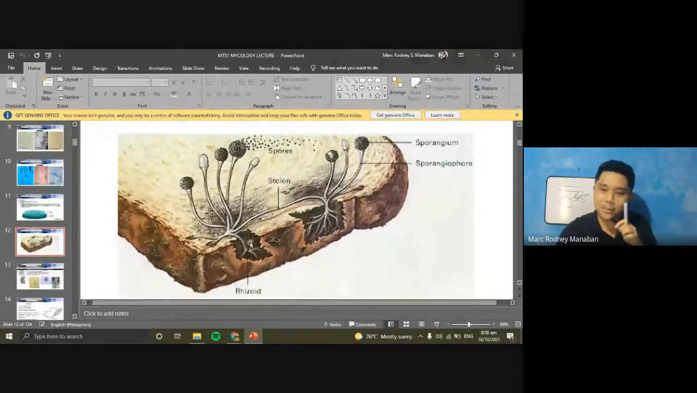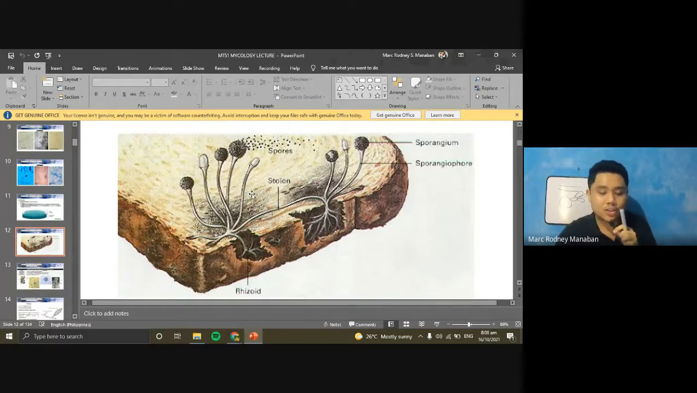So, as you can see, there's a lab procedure for the bread mold. I hope you learned from it, right? Again, here's an example of a bread mold. This is the vegetative hyphae or mycelium, or just hyphae. And then you have the aerial.